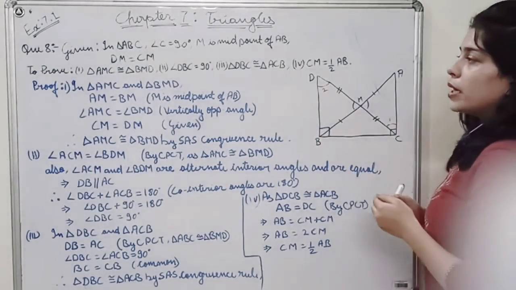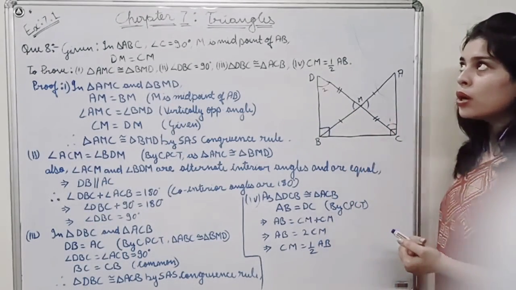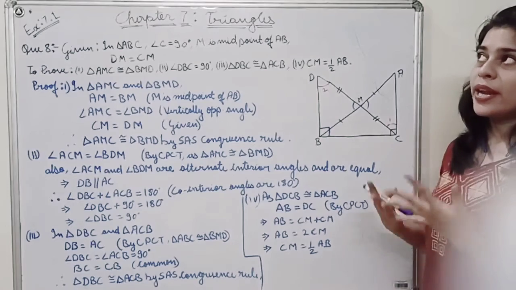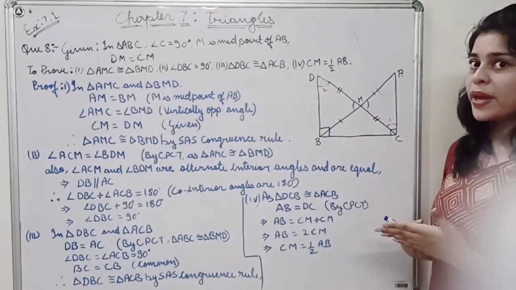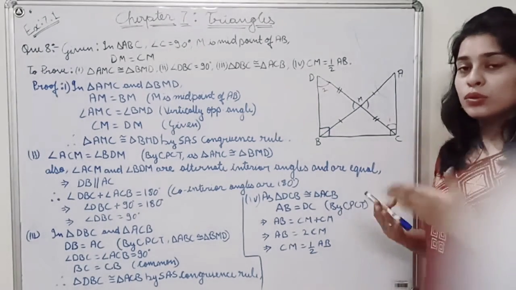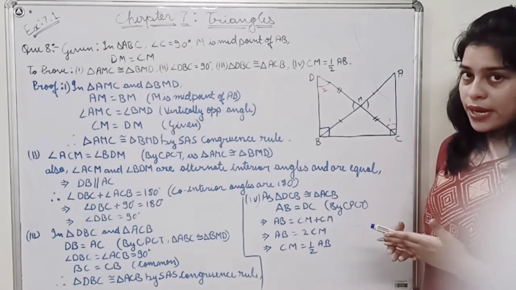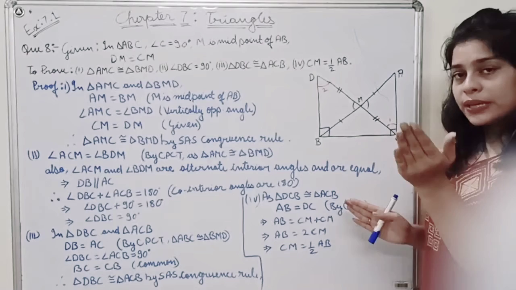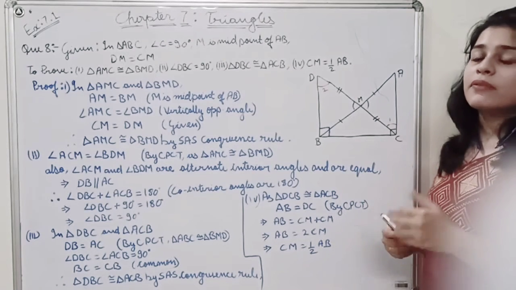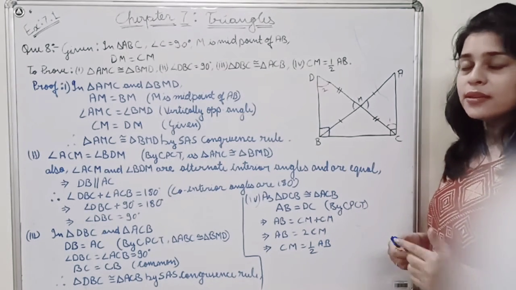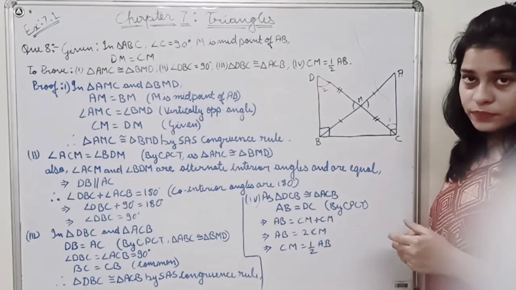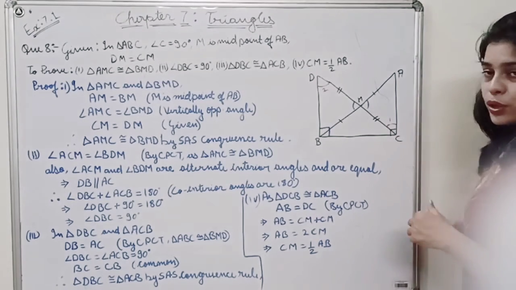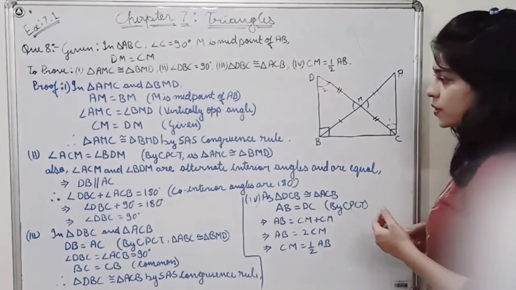So if two lines are intersected by one transversal such that the alternate interior angles are equal, then the two lines which are intersected by the transversal will be parallel. This we have studied in chapter number 6, the property of parallel lines and transversal.